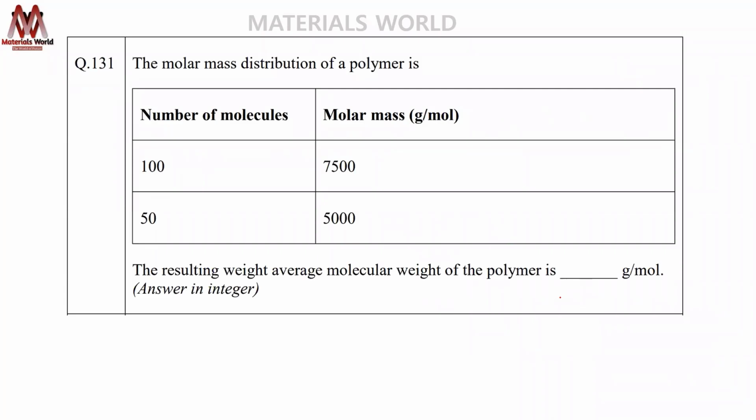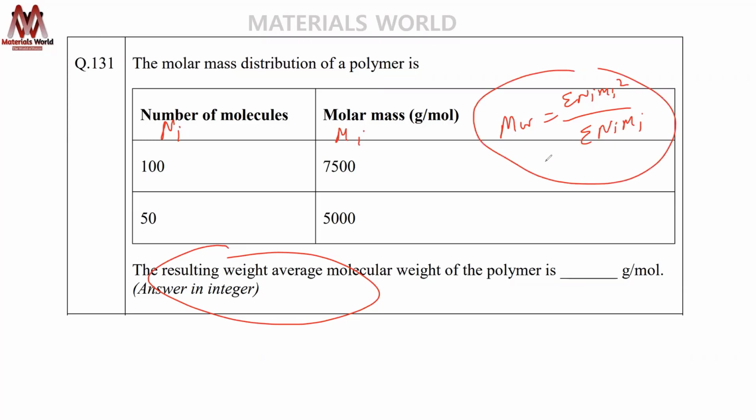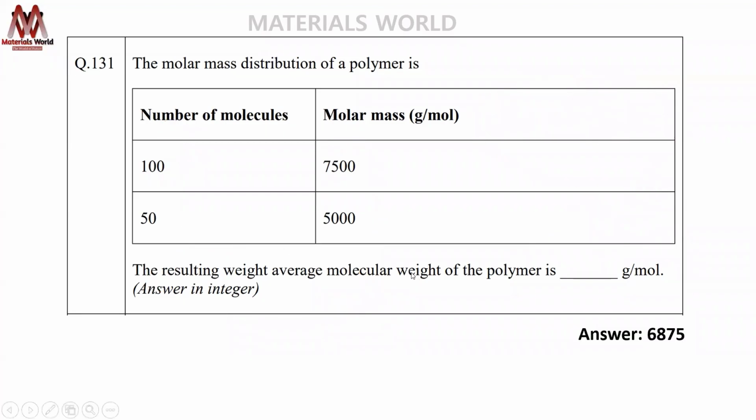This is a very easy question that you all know, because your Ni is given and your Mi is given. So you can use the weight average molecular weight. MW is summation of Ni Mi square by summation of Ni Mi. So it is N1 M1 square plus N2 M2 square by N1 M1 plus N2 M2. This is N1, this is N2, this is M1, this is M2. You can put the values and you will get your answer. You should be getting an answer around 687.